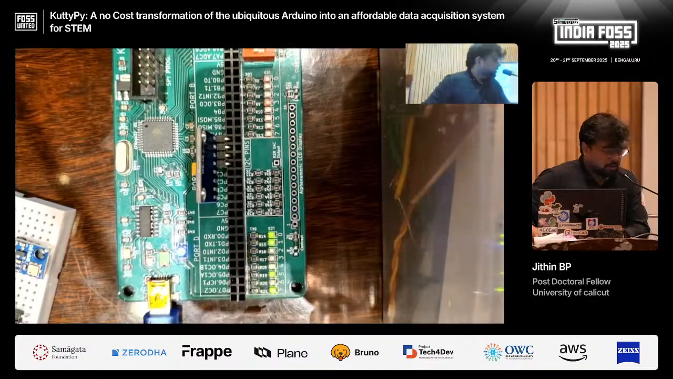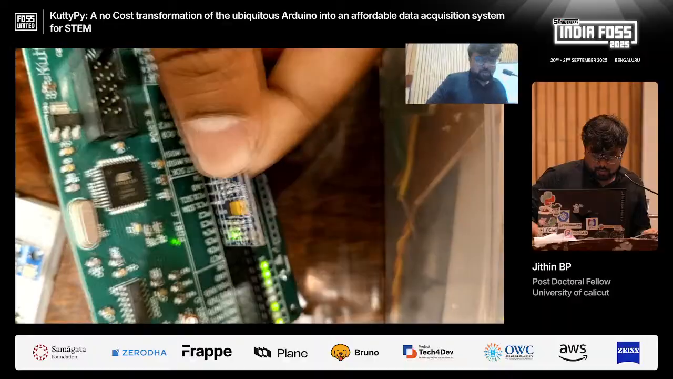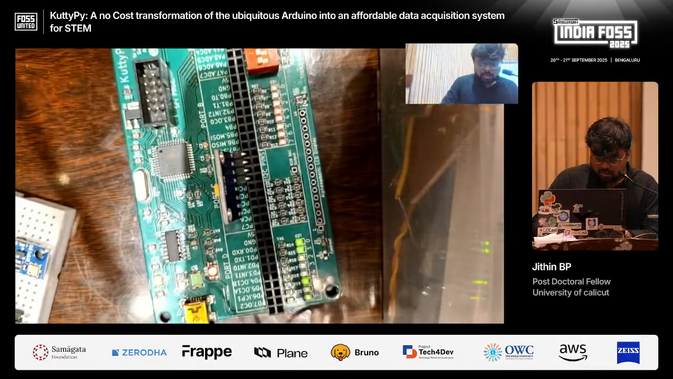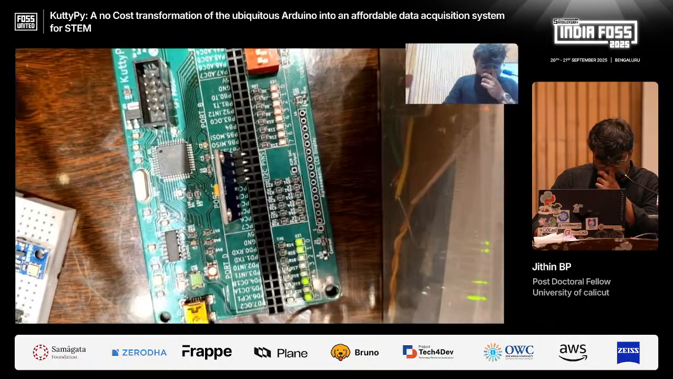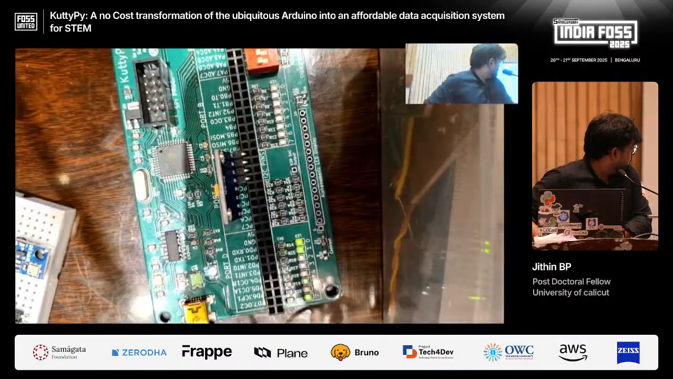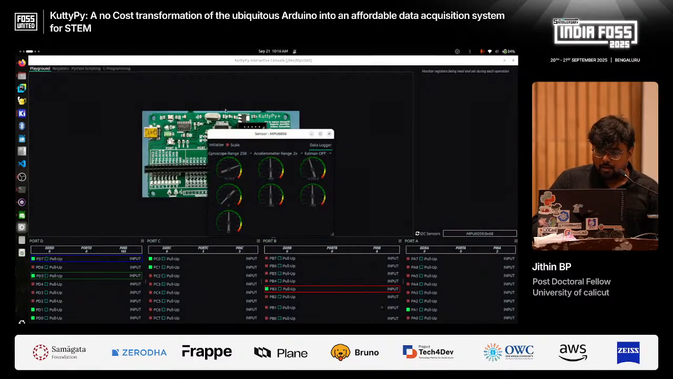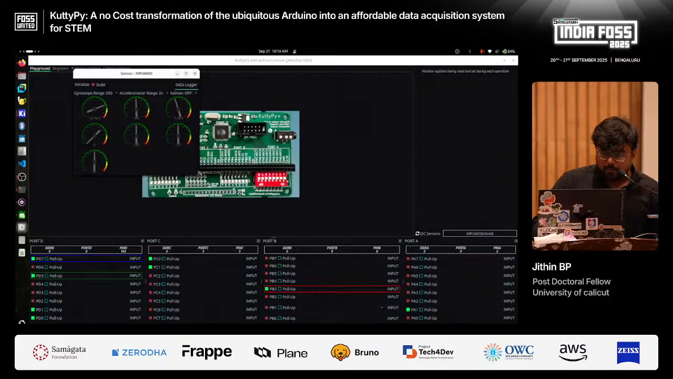So I've plugged in the board with an accelerometer sensor on top of it, which is this MPU 6050. Just go and launch the UI. And here, if I scan for sensors, there is a scan button here, which will simply go on the I2C bus and search for sensors that are available. Then you can start fetching readings right away.